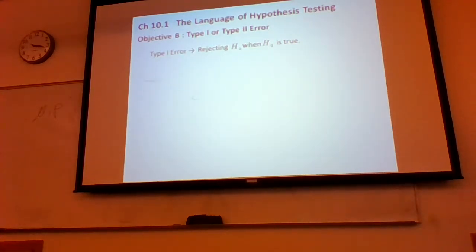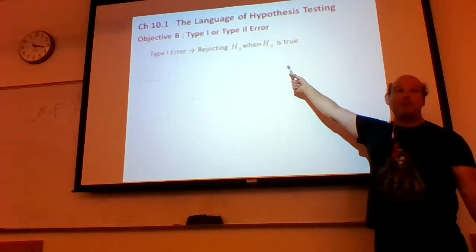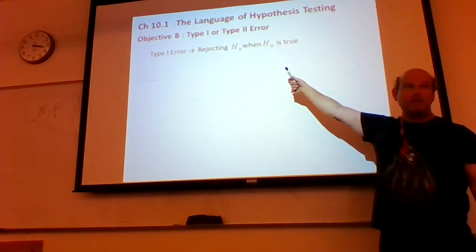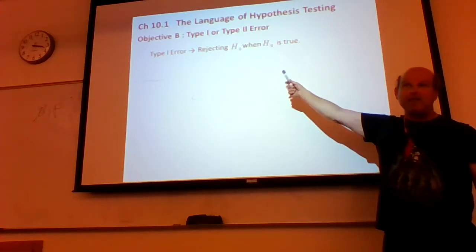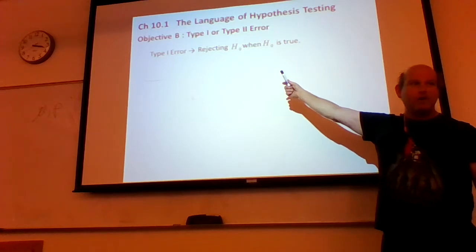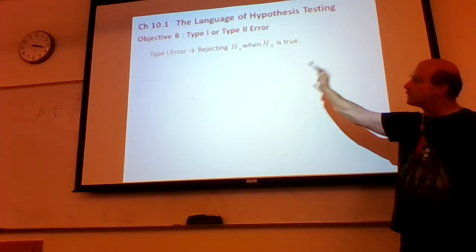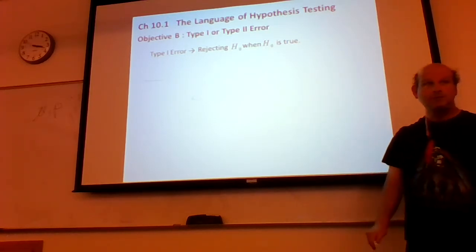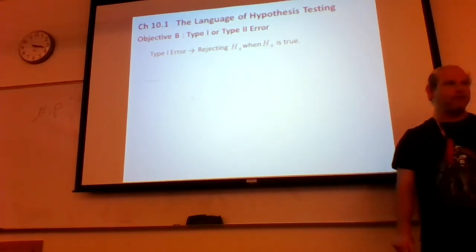Another way to think about this is convicting innocent people. Let's say you're in trial and you have an innocent man or woman and you convict them. You find them guilty, but in actuality they're innocent. That would be a type 1 error. We call that a false positive. So convicting innocent men is a type 1 error, and another name for it is a false positive.